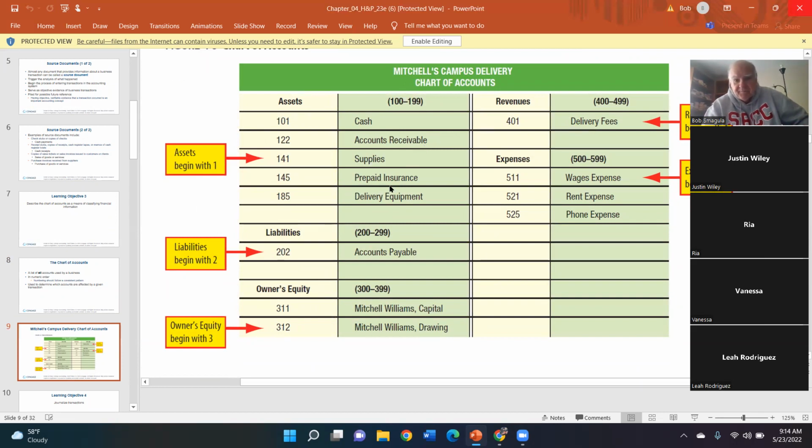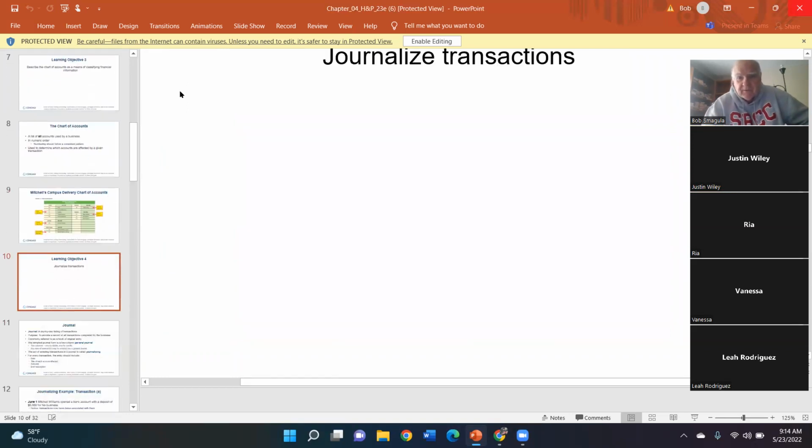And everything after drawing, here is your income statement right here. The income statement has only revenues and expenses. Everything else belongs on the balance sheet. So let's do some journal entries.